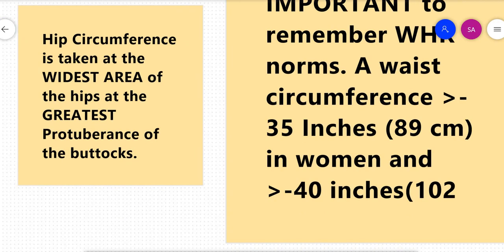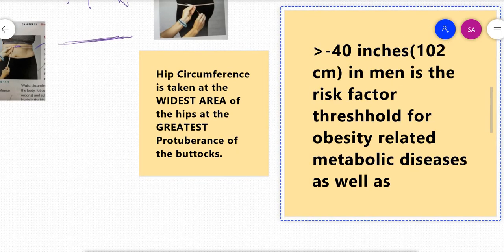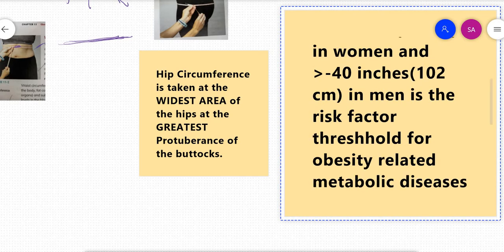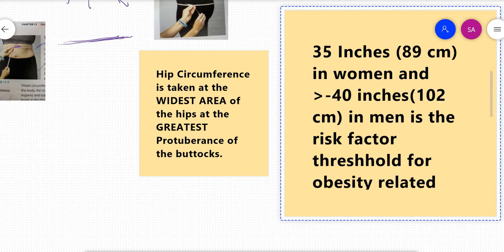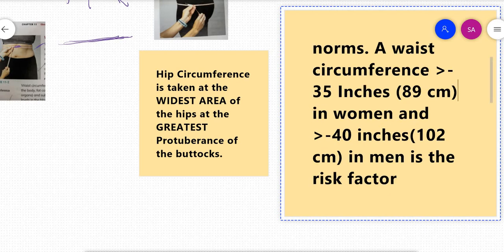And this is important to know that a waist circumference of 35 inches, 89 centimeters in women, and 40 inches in men is the risk factor threshold for obesity related metabolic diseases as well as coronary heart disease. So this is very important to remember. 35 inches in case of women and 40 inches in men, equal to and more than.